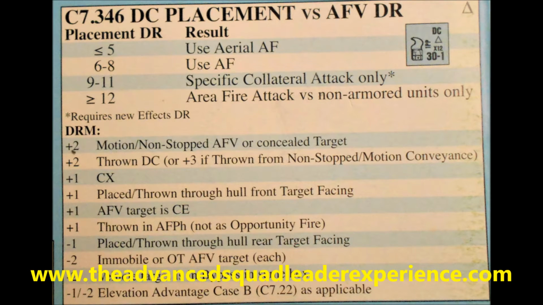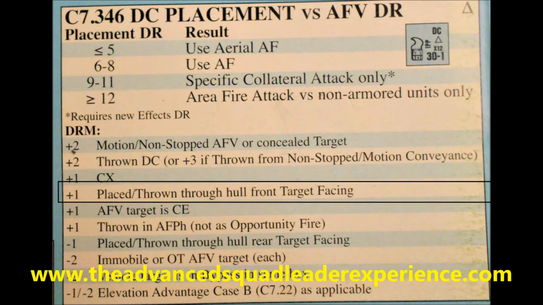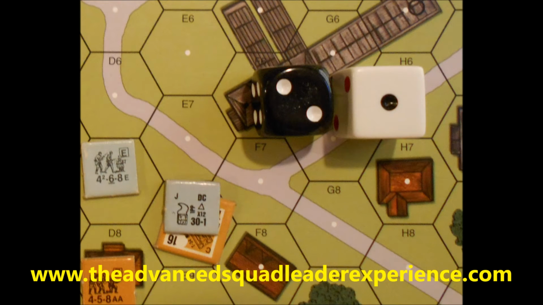In this instance, the only modifier is the +1 because he is placing it through the front target facing of the vehicle. This dice roll also acts as the hit location dice roll, so if the colored die is higher or equal to the white die, the demo charge is placed on the hull. If the white die is higher, it's placed on the turret. Let's assume the attacker rolls a 3, with a colored 2 and a white 1.